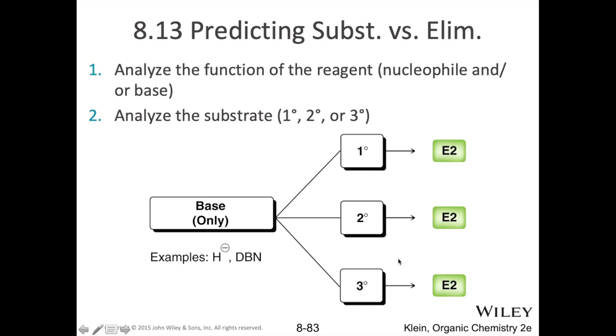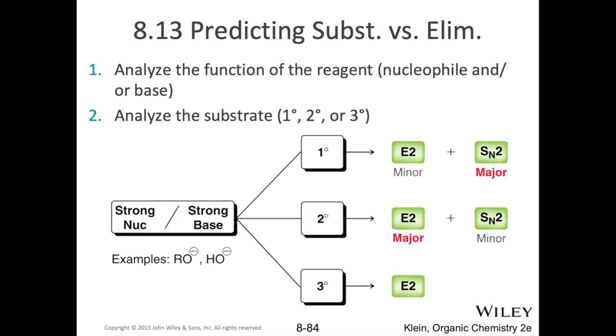Now, obviously then, if you have a base only, it's going to do an elimination. So your options are all elimination reactions. Now, if you have an option between E1 and E2, since you're using something that's acting as a base, it's going to kind of direct that reaction. So you're going to get an E2 mechanism for all of these, essentially.